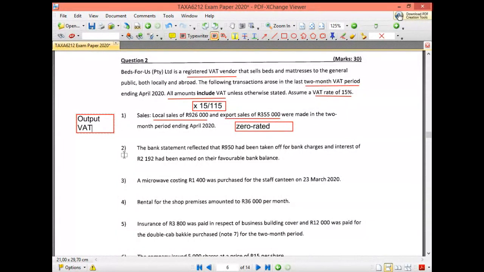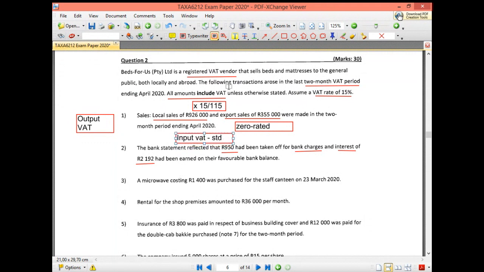Then number 2, the bank statement reflected that 950 has been taken off for bank charges, and we've got interest of 2,192 rand. Now remember, bank charges is a service that is provided by the bank, so we can claim input VAT at a standard rated supply.